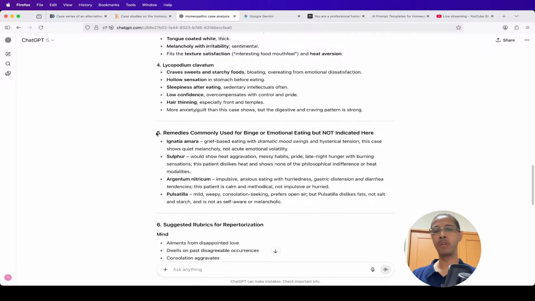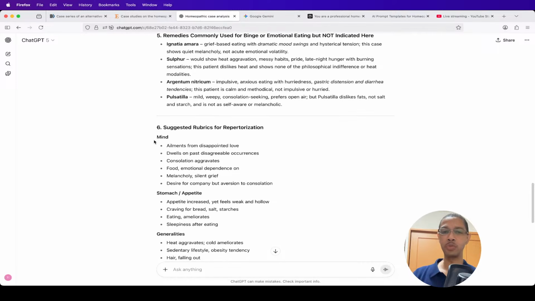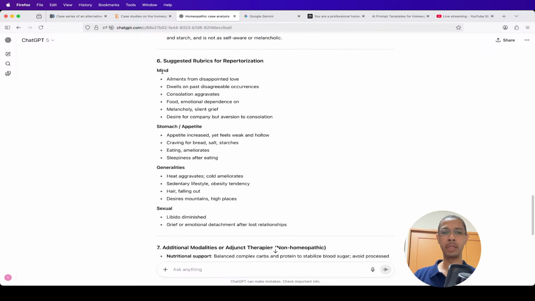Again, whether it's accurate in your assessment or not is up to you to make the final decision on everything. As you see, it's going to give different outputs in different AIs or different runs, so you ultimately have to be the decider. Now here's what I mean about rubrics. So suggested rubrics: mind, right? Ailments from disappointed love. I don't think there's going to be a specific one like that. Dwells on past agreeable occurrences.